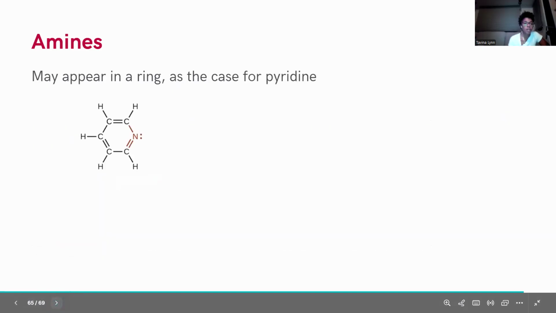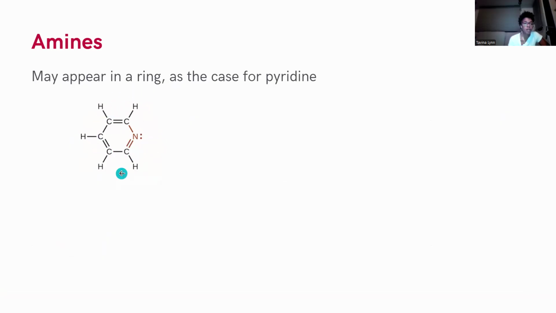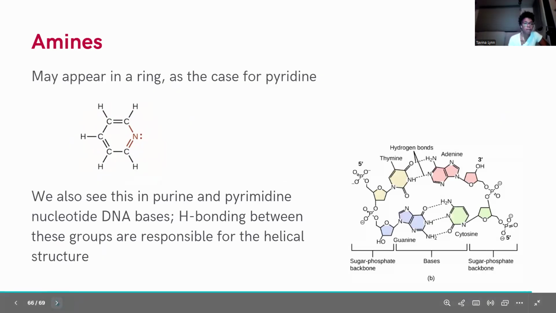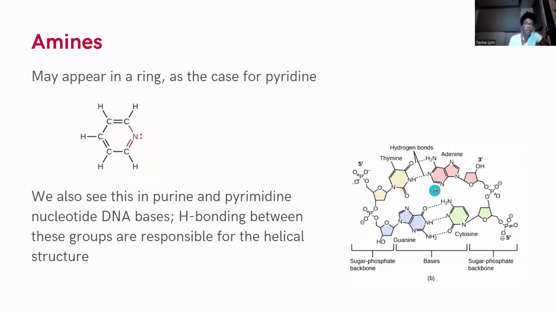Amines can also appear in a ring, as is the case in this example, which is called a pyridine ring. We also see this in purine and pyrimidine nucleotide DNA bases, right? Where we have purine and pyrimidine rings. So we have these amines in the nucleotide bases, and hydrogen bonding between them is what's responsible for that stable helical structure. So amines are very, very interesting.